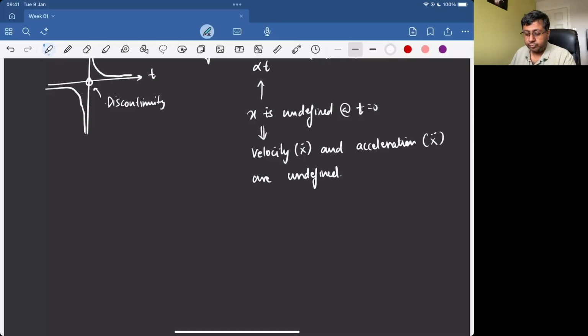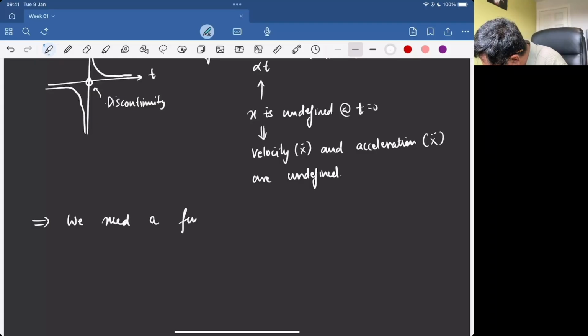Since both of these are undefined, that makes it very hard for us to do any kind of calculation, because we don't know the derivative, we don't know the acceleration, we don't know the velocity, we don't even know the position. So how do we define how the system is going to move, right? So that means that we need some function that can be differentiated continuously and infinitely. So it means we need a function that is continuous and differentiable.